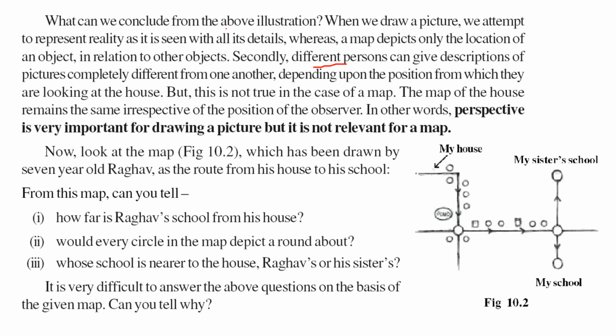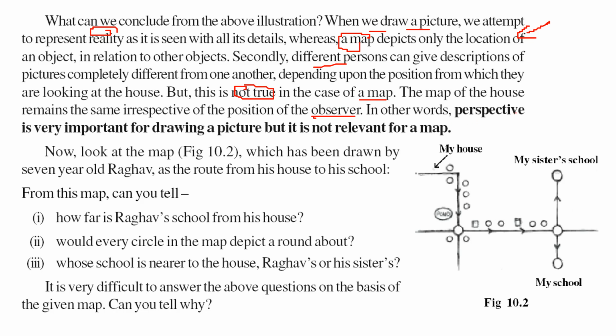And what we conclude from this figure is, when we draw a picture, we try to represent reality as we see it, in detail. But when we go to a map, we depict only the location of the object in relation to other objects. And for a picture, different persons will have different perspectives and opinions, depending on the position from where they look at that house. But in the case of a map, this is not true. The map of the house will remain the same for any observer.